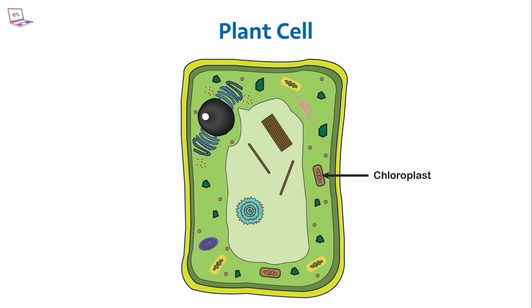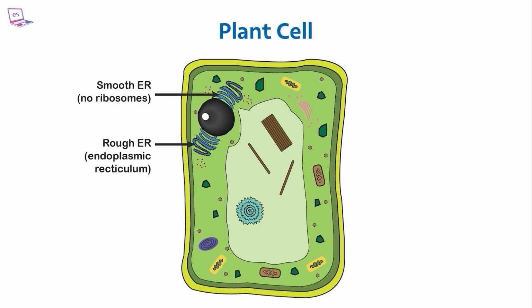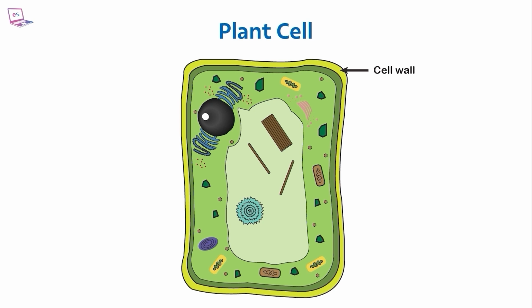Chloroplast. It allows plants to capture the energy of the sun. Amyloplast. It produces starch and stores that in plants. Peroxisome. It takes part in several oxidation processes. Endoplasmic reticulum. It is involved in synthesizing and transporting proteins. Cell wall. It provides strength and protection against stress.